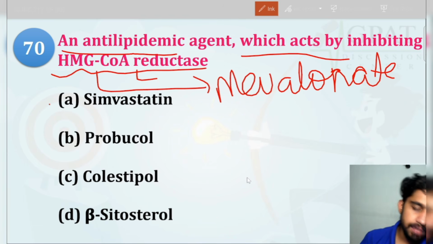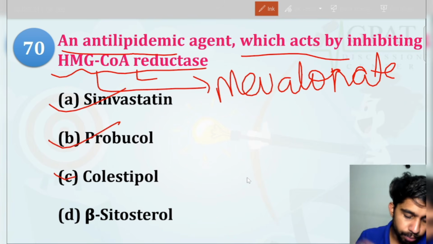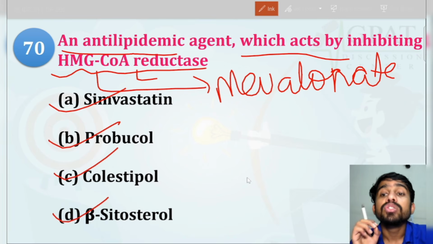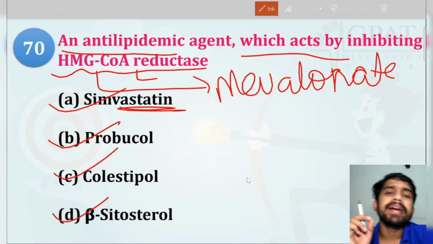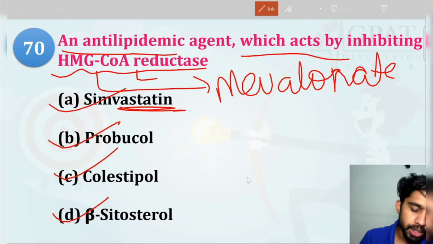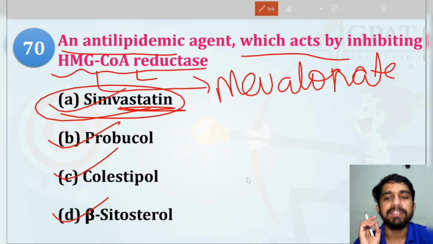Which of the following acts by inhibiting this enzyme? The first option is simvastatin, the second option is probucol, the third option is cholesterol, and the fourth option is beta sitosterol. So which is the right answer, A, B, C or D? Statins are the HMG-CoA reductase inhibitors. Just remember, if you have to identify an HMG-CoA reductase inhibitor, just go with the statin. So the correct answer is option A, simvastatin.